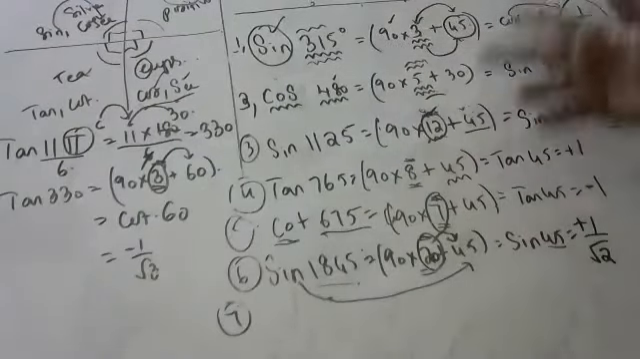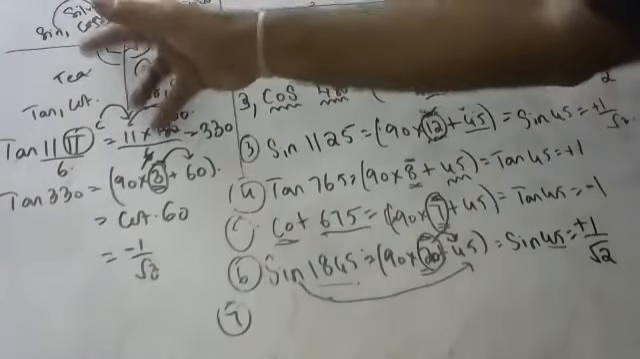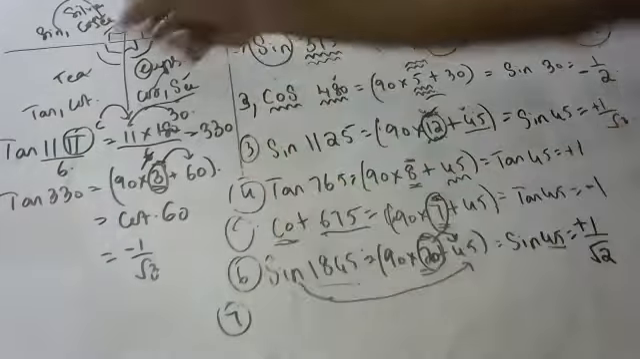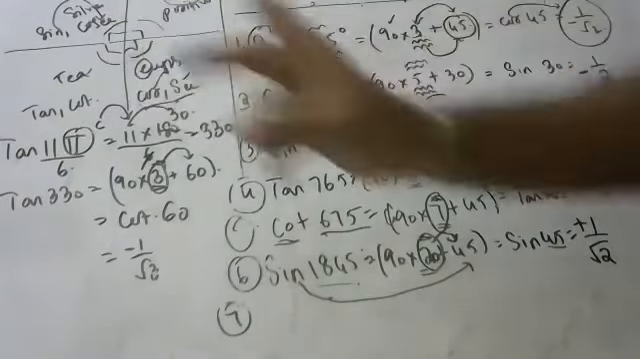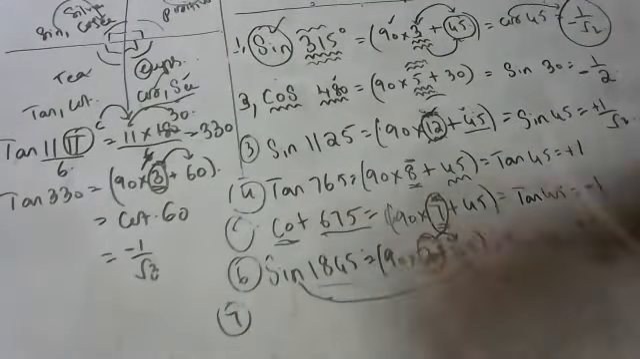Okay, and then you have to put the sign. In the first quadrant, all are positive. In the second quadrant, sine and cosecant are positive. In the third quadrant, tan and cot are positive. In the fourth quadrant, cos and secant are positive. Remaining all are negative. Like that, you have to do, children.